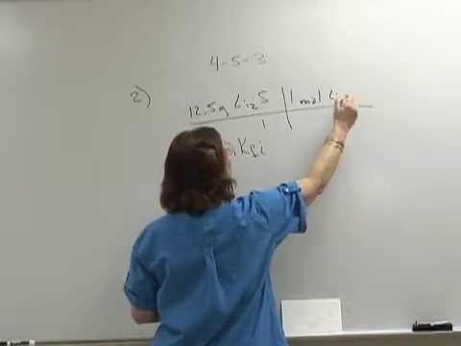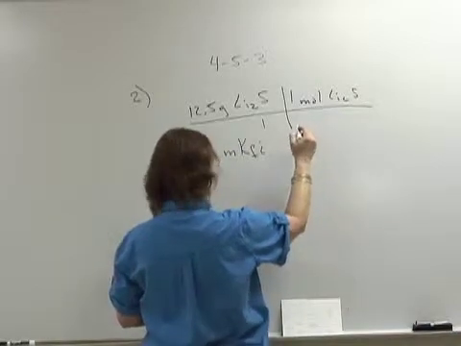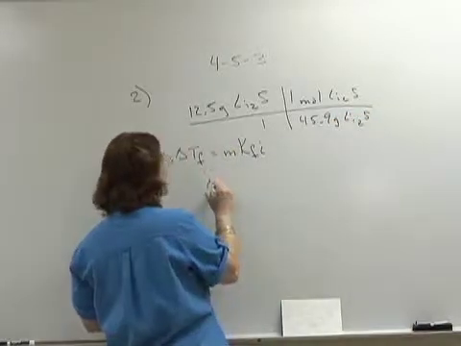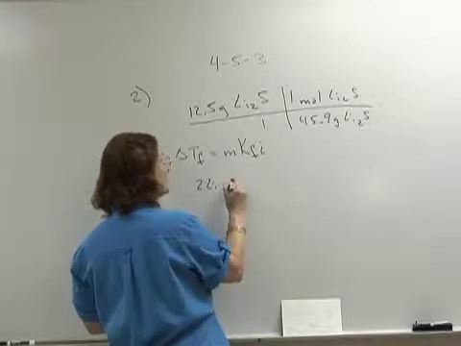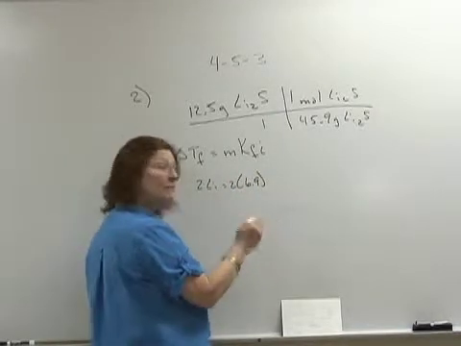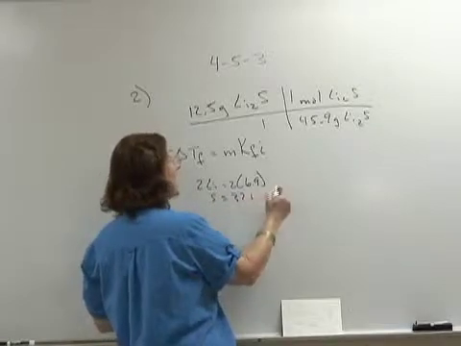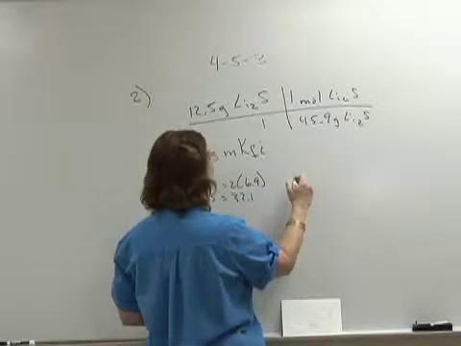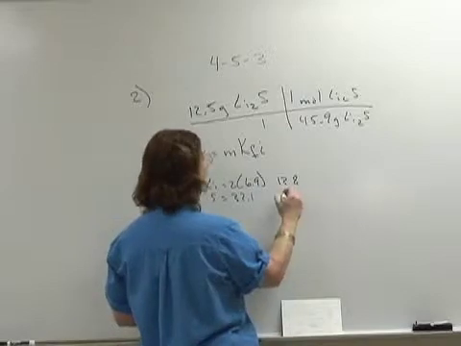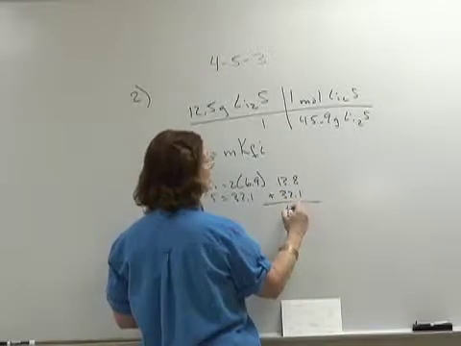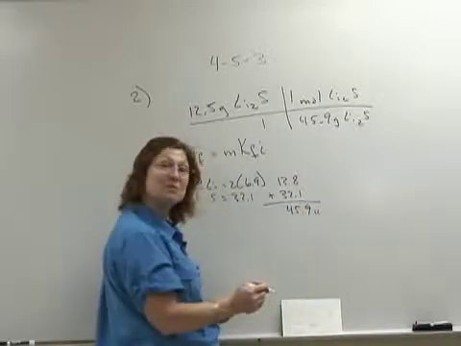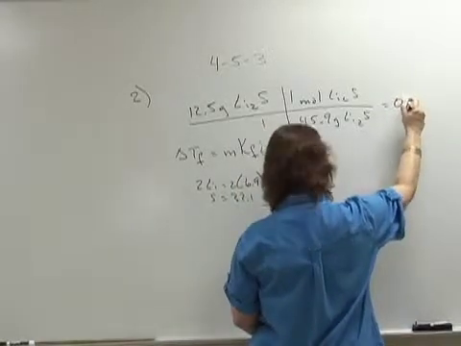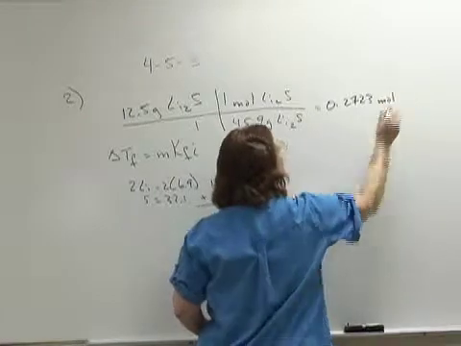1 mole of lithium sulfide has a mass of 45.9 grams. And lithium's mass, there are 2 lithiums, and each lithium has a mass of 6.9. And sulfur is 32.1. And 6.9 times 2 is 13.8 plus 32.1. And I get 45.9 grams per mole. And then when I do this math here, I get 0.2723 moles of my solute.